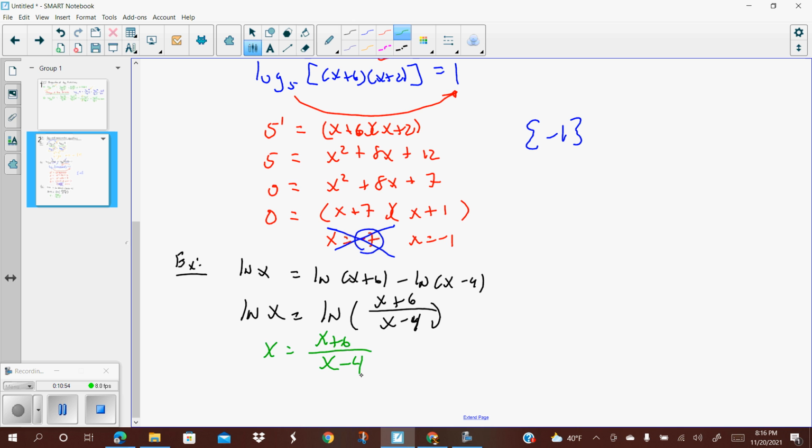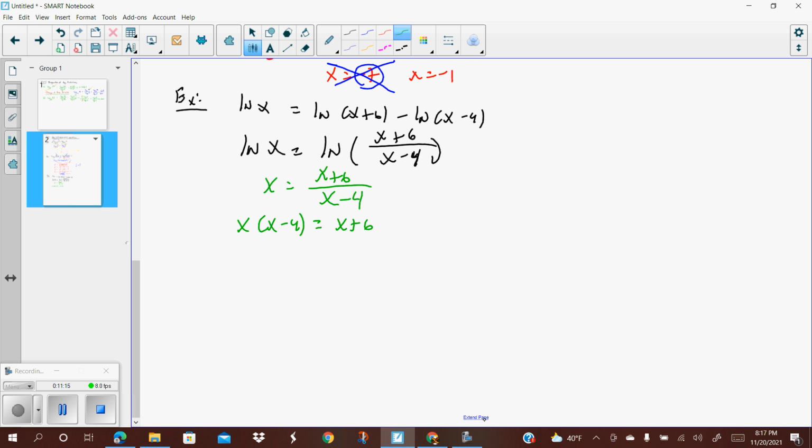Now we can solve for x. In order to start solving for x, we need to get the x minus 4 out of the denominator. So we're going to multiply it on both sides, which will then give us x minus 4 on the left. The x minus 4's on the right will cancel out when I multiply it by x minus 4 and leave x plus 6. So distribute on the left, x squared minus 4x equals x plus 6.